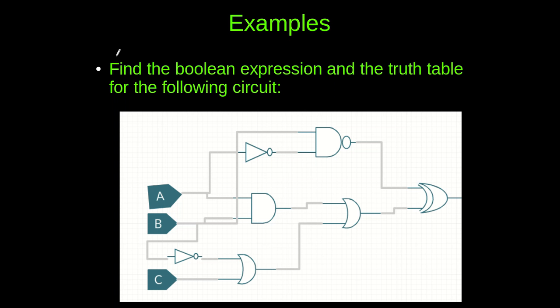Now here's another example. Find the Boolean expression and the truth table for the following circuit. First get the Boolean expression, and then find the truth table. So here, what do I have? Let's start from here. I have an OR. So an OR is what? Where should we write it? Here. OR what do I have?